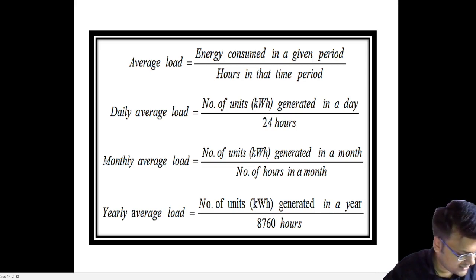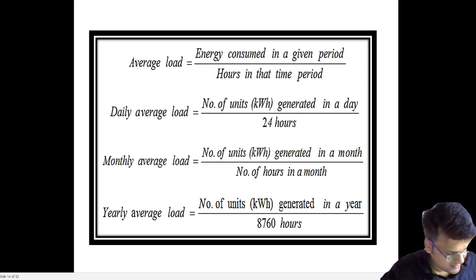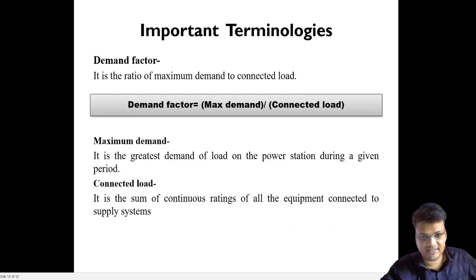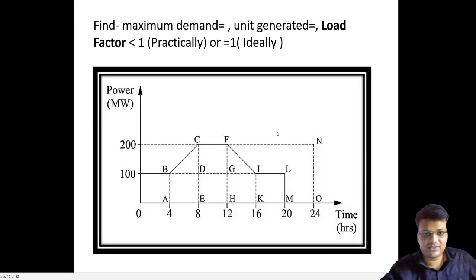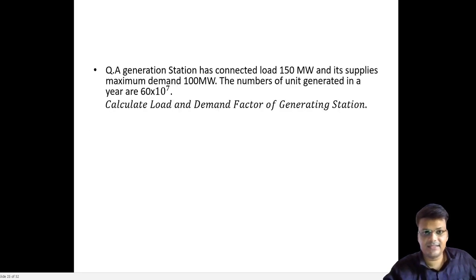And the demand factor, you are getting 0.66. Anusha is getting it right. Anupma, Anji, 0.66, it is the correct answer. Demand factor is a very easy value. Demand factor is simply the maximum demand upon the connected load, mentioned in the question. Here the maximum demand is 100 megawatt divided by the connected load of 150. 100 by 150, you will get the answer 0.667.